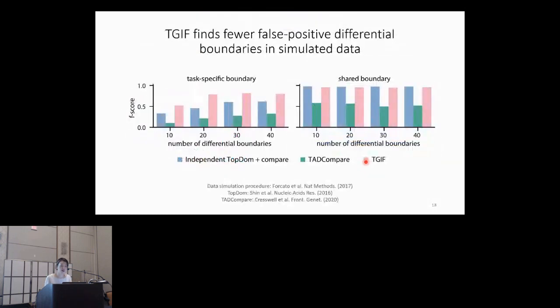To test the effectiveness of TGIF, we benchmarked it against two other approaches using pairs of simulated data sets with known ground truth boundary differences. And we use the simulation procedure from Furcato et al. We find that TGIF, in pink, identifies fewer false positive differential boundaries, leading to overall higher F-score. And this holds true for varying degrees of differences between the pair of simulated data sets. And TGIF can also recover with fairly high accuracy, according to the F-score, a common or shared set of boundaries between the pair of tasks.